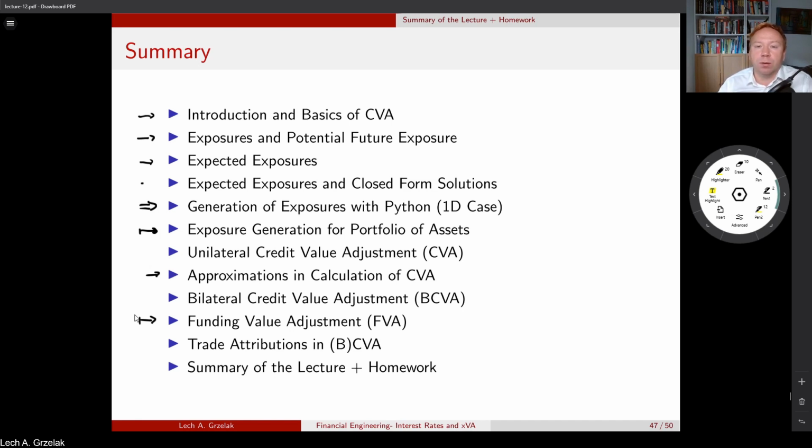If you can do it very fast using GPUs or CPUs or some smart modeling choices, that will always be beneficial for the industry. And then we also talked about the attributions. So how to decompose xVA into a sum of individual elements, the risk contributors.